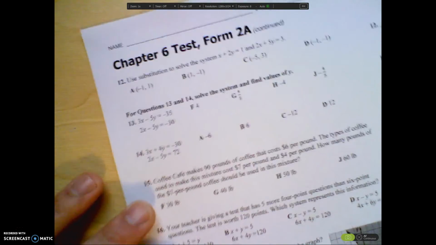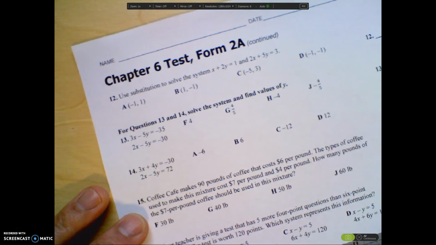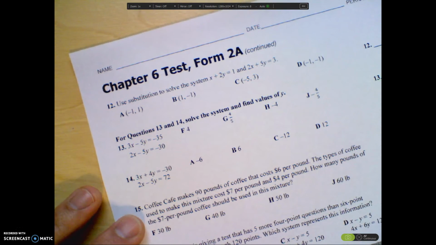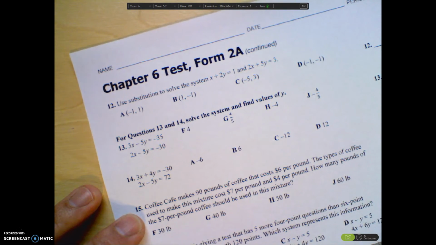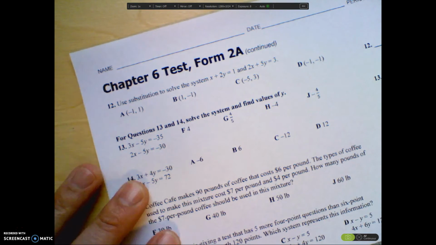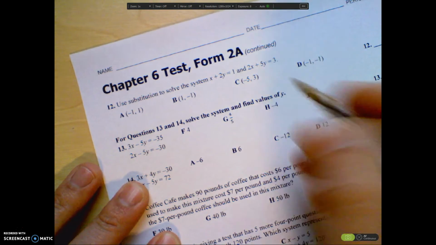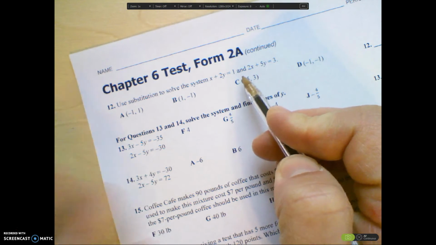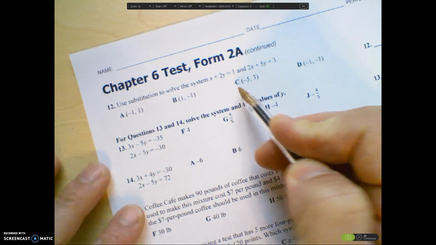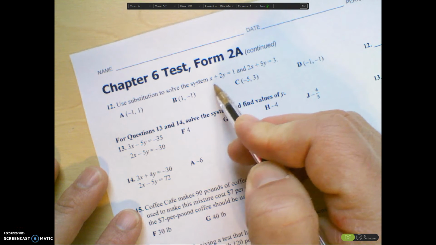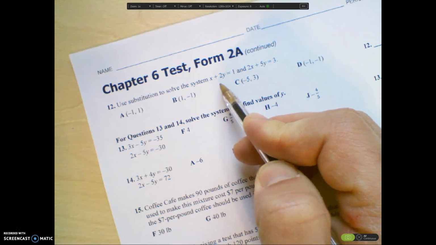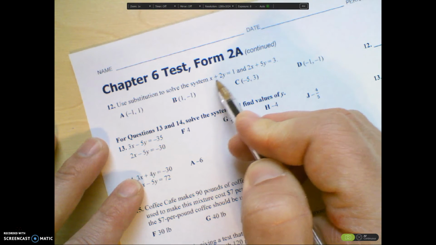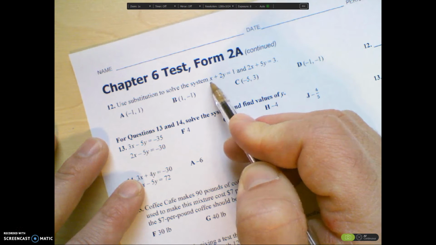Now they want us to use substitution to solve the system. Remember, many of us throughout this chapter have thought we had to solve both equations for x and y in order to use substitution. That is not the case. The only thing we have to do is figure out which one of these variables has a coefficient of 1. You can see that this is x plus 2y equals 1. We can then solve this.